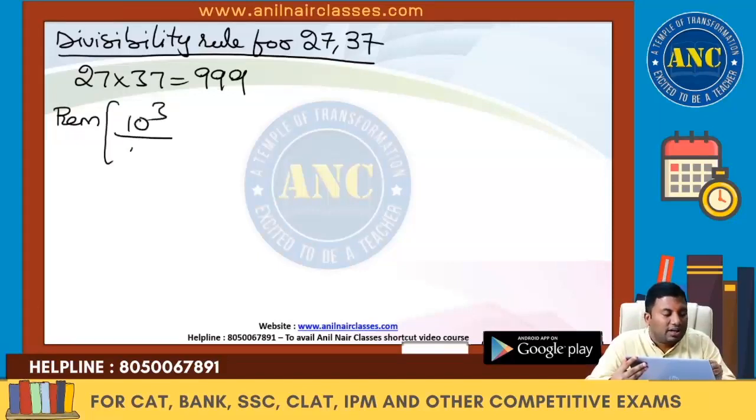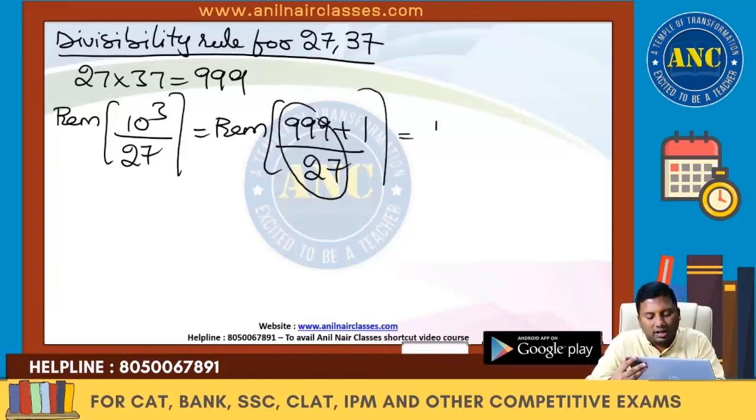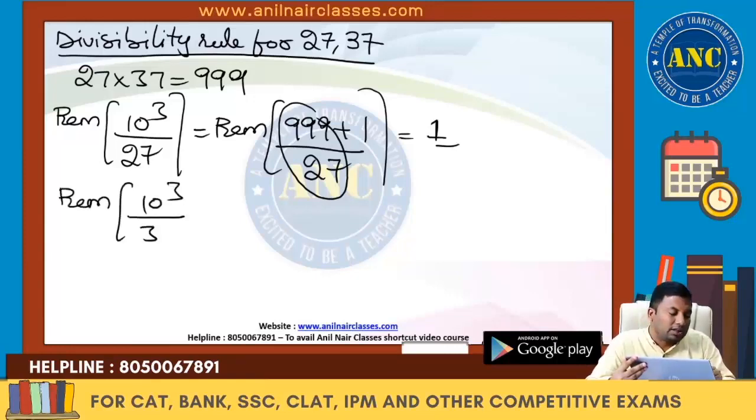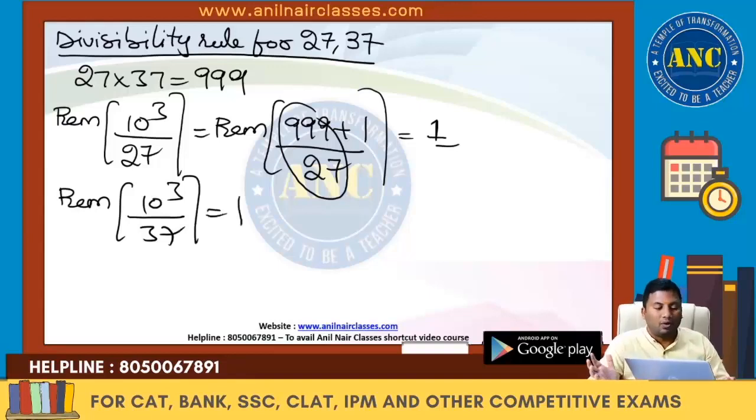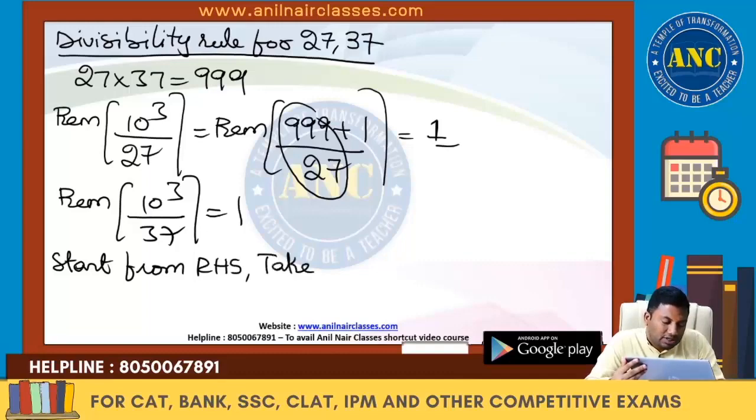10 power 3 divided by 27. 1000 is nothing but 999 plus 1 when divided by 27. 999 divided by 27 leaves remainder 0, so the answer is 1. Similarly, 10 cube divided by 37 leaves remainder 1. I hope it is clear, because 27 into 37 is 999. 10 cube divided by 27 is 1. 10 cube divided by 37 is 1. Because 10 cube is 999 plus 1. So the idea is, start from the right hand side. Take a group of 3 digits.